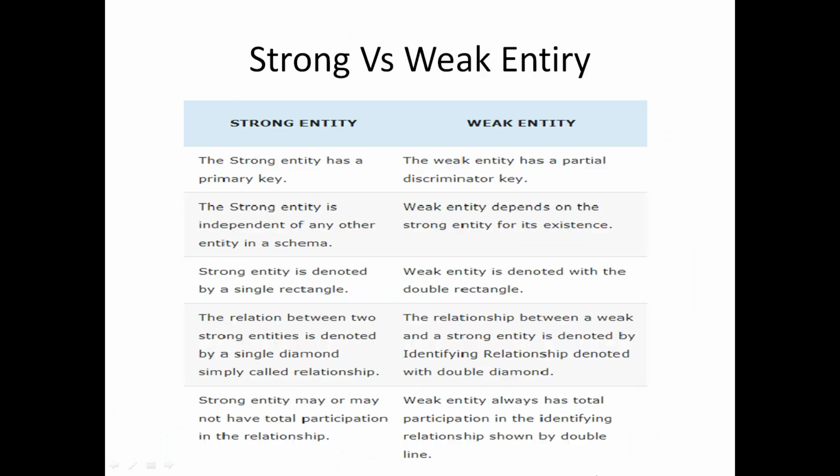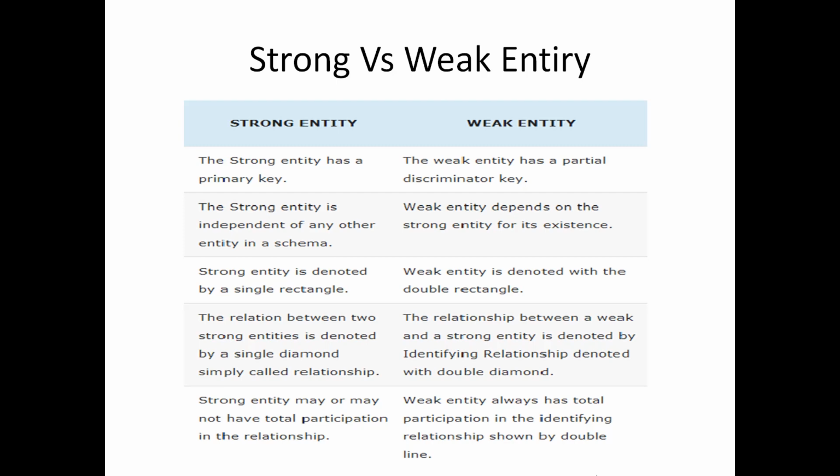Right? So let's move on. And these are the differences between your strong versus weak entity. We talked about it. A strong entity will always have a primary key. A weak entity has something called a partial discriminator key that we talked about with an example. Then a strong entity is independent of any other entity in your whole design, in your whole schema, whereas a weak entity always depends on the strong entity, like loan always will be dependent on customer.